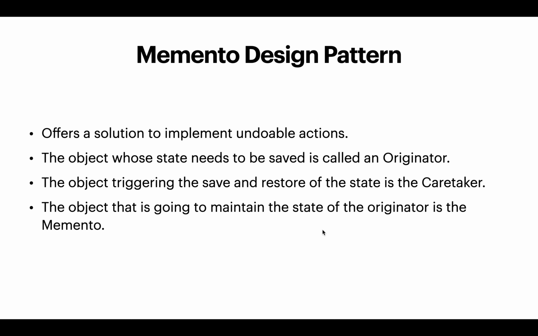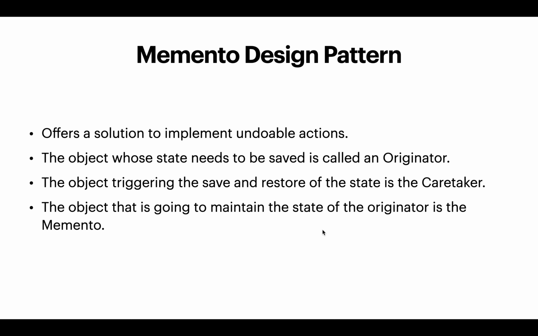Practically, the object whose state needs to be saved is called an originator. It creates a memento and uses it in future to undo. The object that is going to maintain the state of the originator is the memento, which is just a POJO. The caretaker is the object triggering the save and restore of the state. It keeps track of multiple mementos, like maintaining save bits.